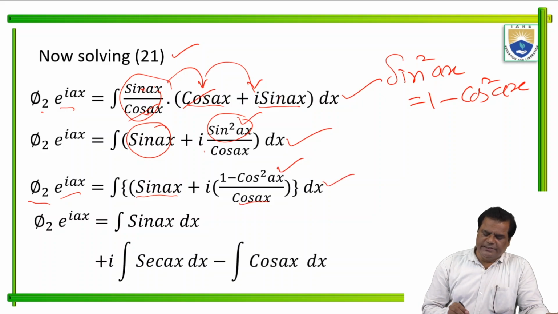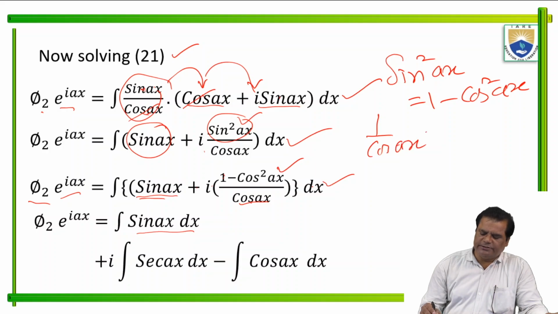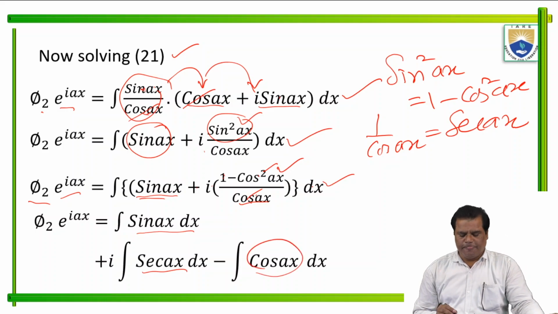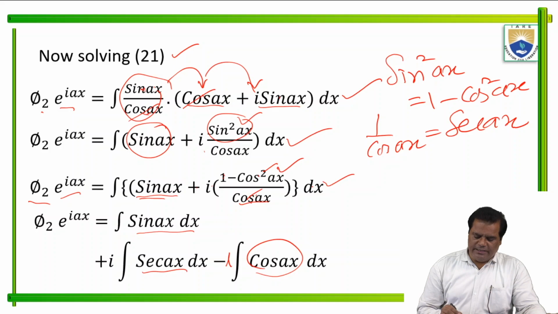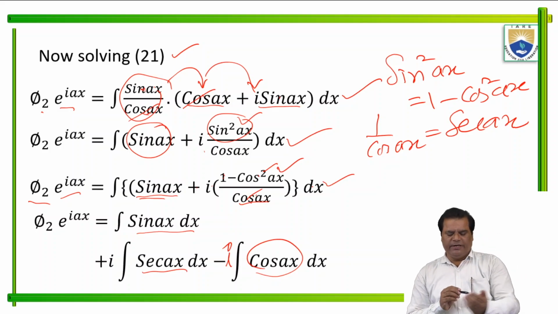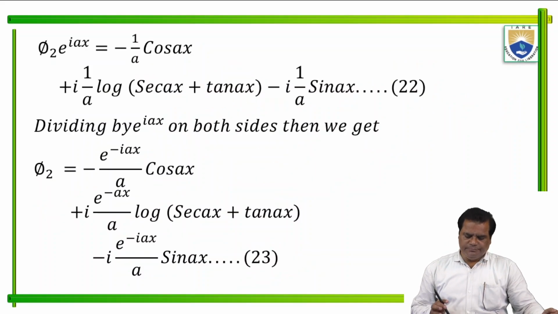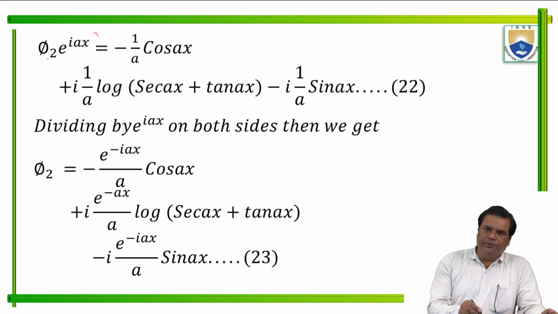So now breaking this result, multiply by dx, sin ax dx, and here is plus i times 1 upon cos ax. 1 upon cos ax is sec ax, that is the formula. So I am writing here sec ax, and here this upon this, then 1 cos is cancelled. So we get here cos ax dx, and i is also here, i multiplied by i. So now here phi 2 e to the power i ax, minus 1 upon a cos ax.